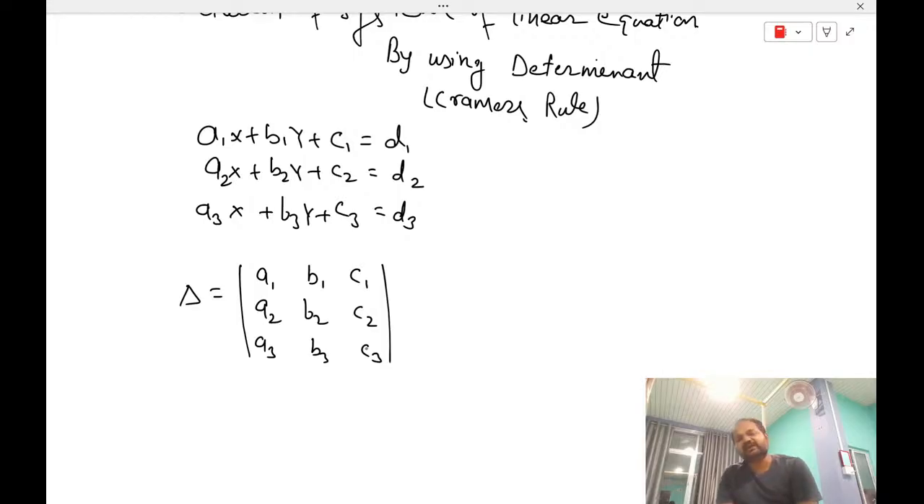Okay, because here there are three equations, it has a unique solution for x, y, as well as z, or it has infinitely many solutions, or there will be no solutions. So we will check the conditions also, in which conditions it has unique solutions, infinitely many solutions, or no solutions. Okay, so delta we have assumed this one.